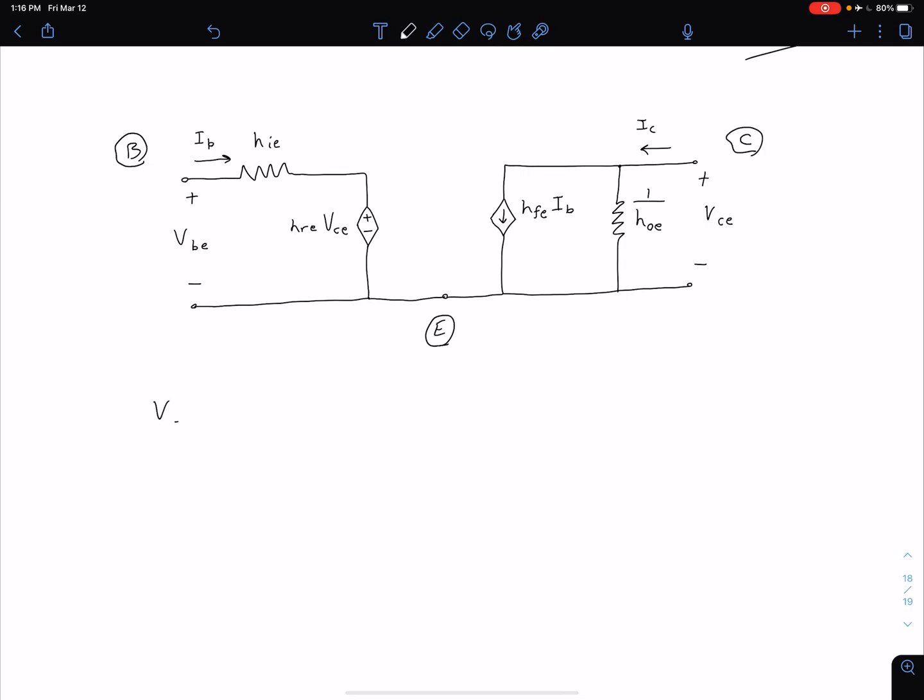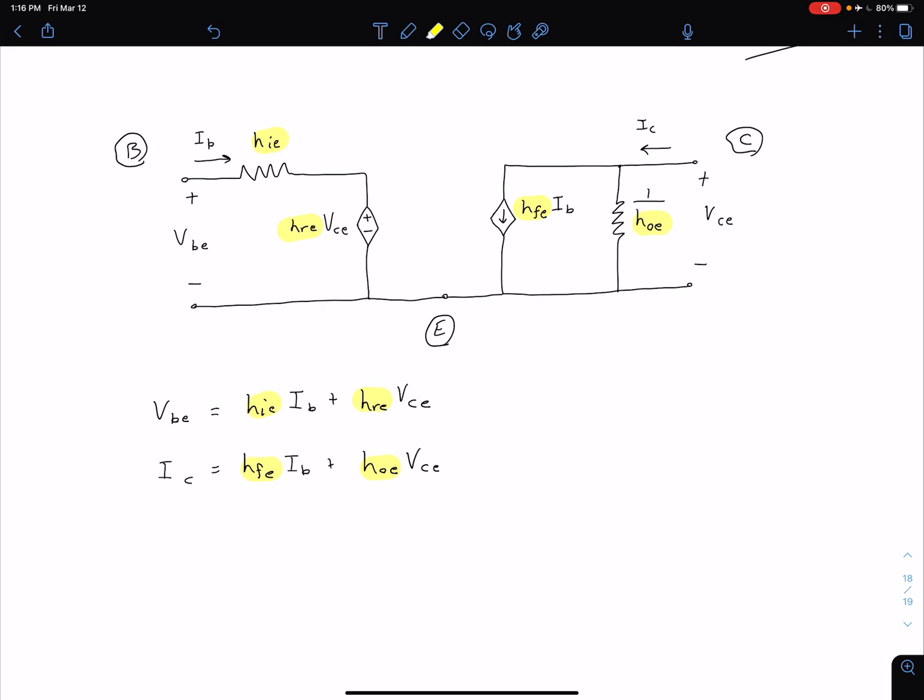So we could say that our base emitter voltage is equal to HIE times our base current plus HRE times that VCE. Our second equation would be IC, looking on the right side, is equal to HFE times IB plus HOE times VCE. The four H parameters are then HIE, HRE, HFE, and HOE, and we see them appearing in the equivalent circuit in the areas highlighted above.